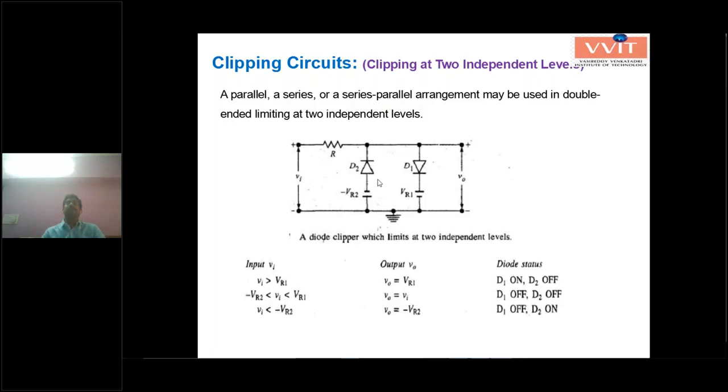For this condition, we apply a sinusoidal input waveform here. Then what is the output waveform? This circuit is called a sine wave to square waveform converter.